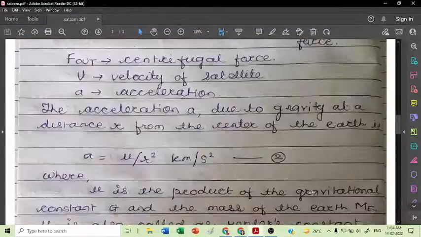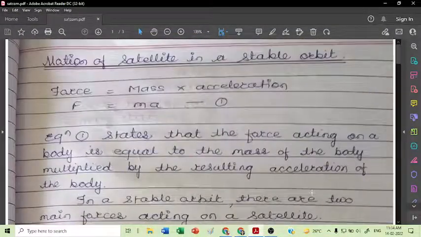This is all about motion of satellite in a stable orbit.